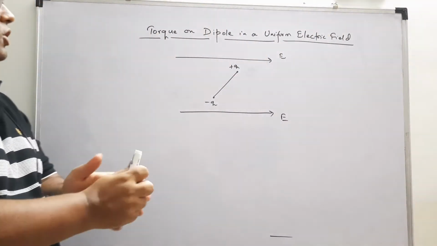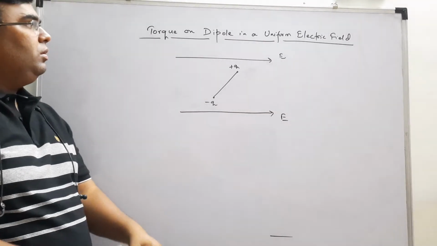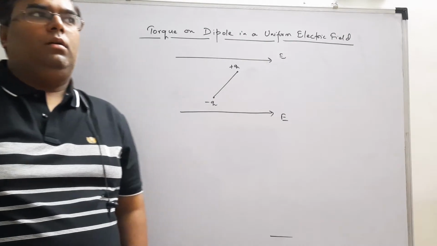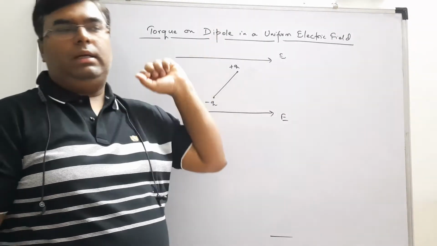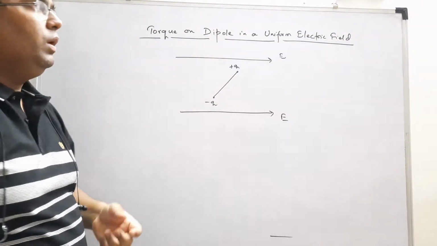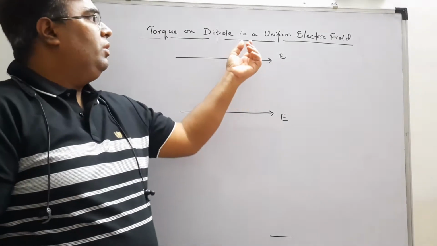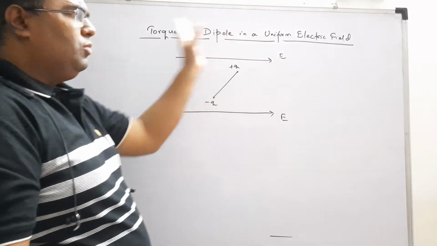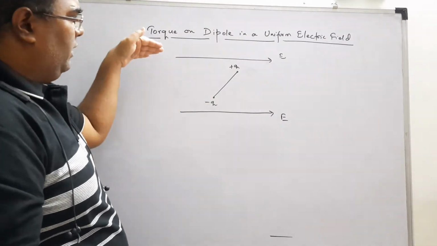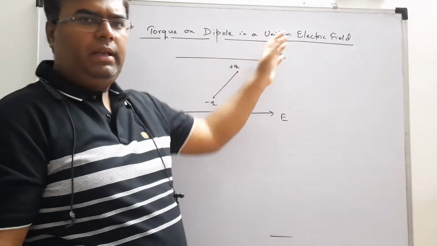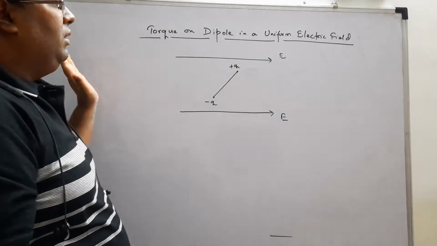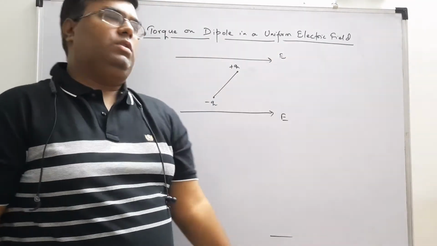Okay, so the next topic is torque on a dipole in a uniform electric field. Now, a dipole, we know, is a system of two equal and opposite charges. Uniform electric field from some charge. Since the electric field we have taken is in this direction, it means there is some positive charge here, from which the electric field lines are coming out.